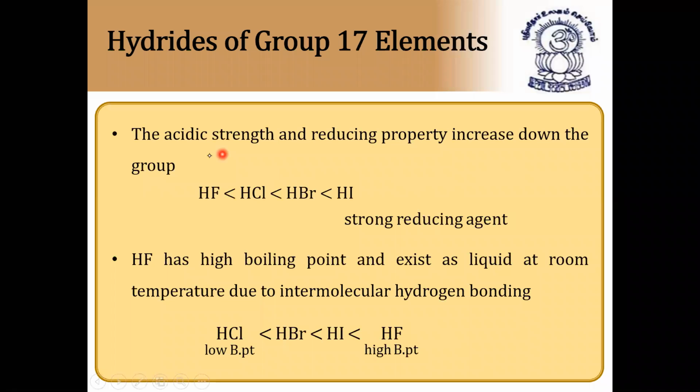Next, hydrides of group 17, the acidic strength. The acidic strength and reducing property increases down the group. HF is less acidic when compared to HCl, then HBr, then HI. HI is the strongest acid. So, strong reducing agent down the group.